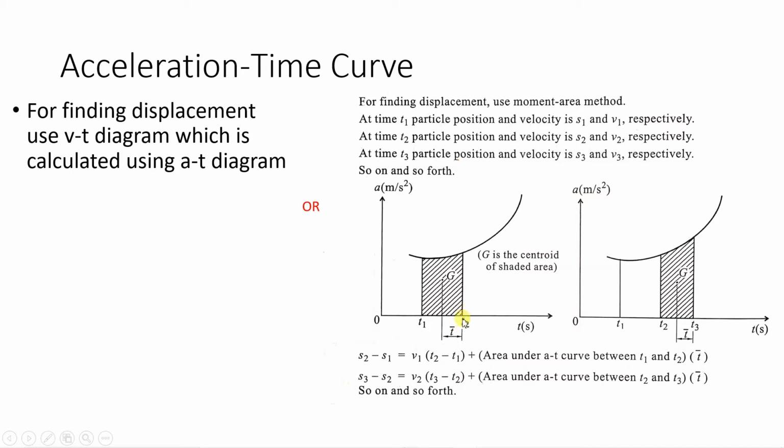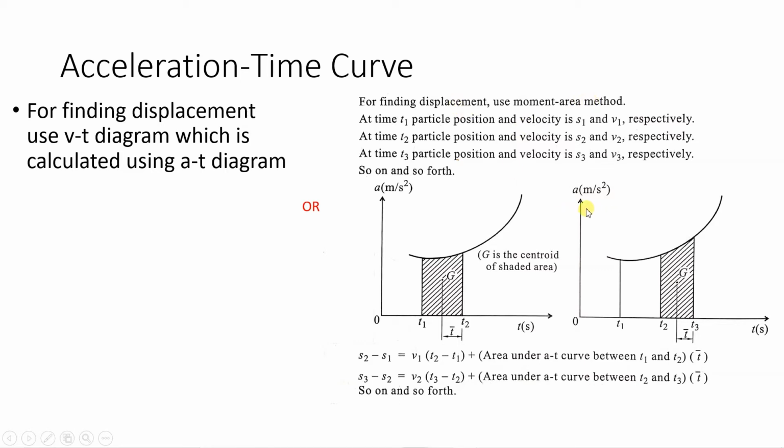So s2 minus s1, displacement difference, is equal to the velocity at the first point, v1, in brackets t2 minus t1, plus the area under this AT curve between t1 and t2 multiplied by the location of the centroid of this shaded area from the t2 side. Okay, so this method is called the moment area method for finding displacement.